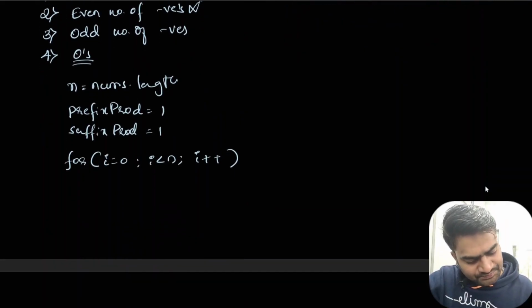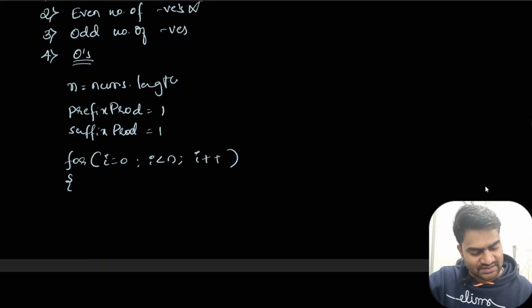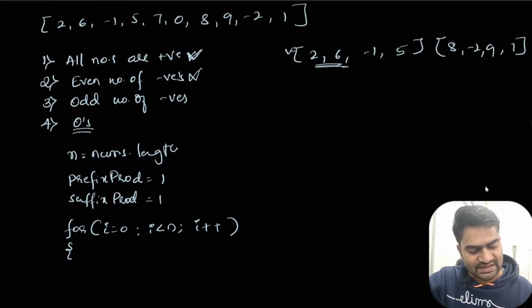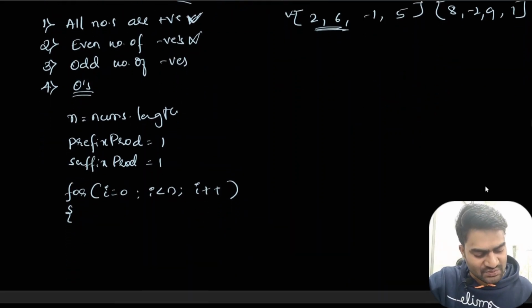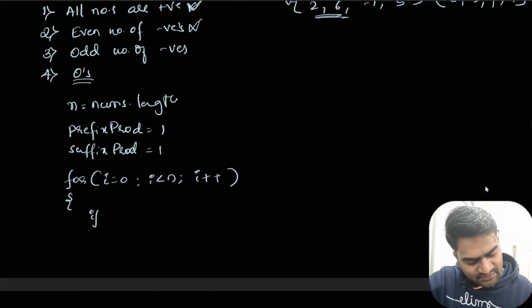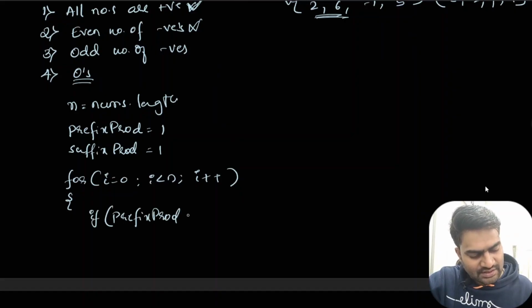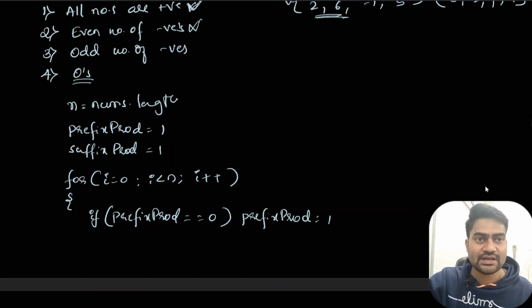Then what I will do, first case is 0 case. So whenever our prefix product or suffix product becomes 0, so basically when you reach this point from the left or whenever you reach this point from the right, our product becomes 0. Correct, right? So that's what I'm trying to process. So if my prefix product equal to 0, then I will simply reset it to 1. Prefix product equal to 1.